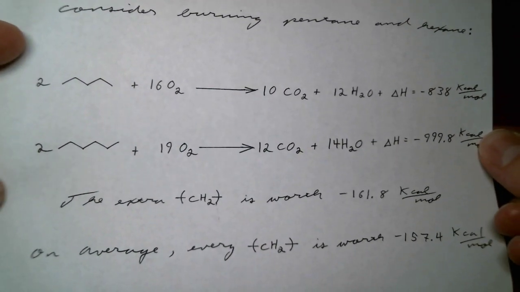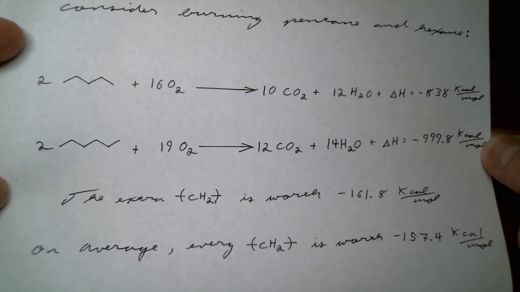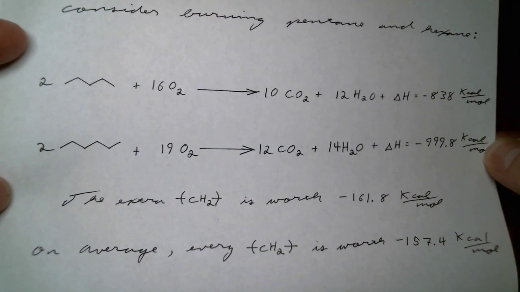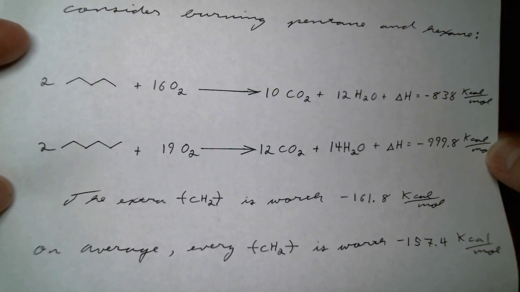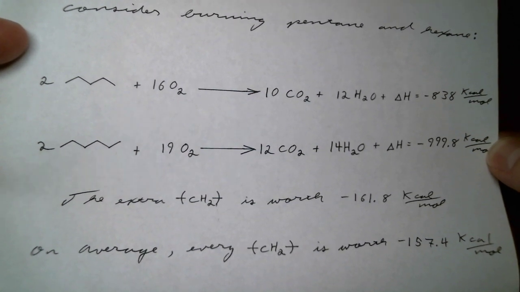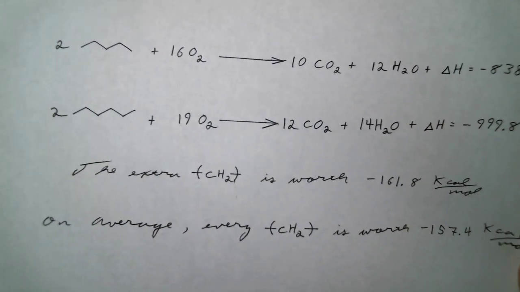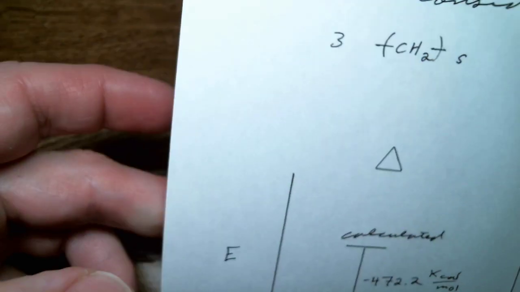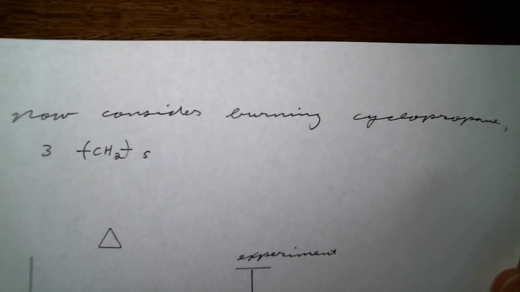On average, so this was just the difference between pentane and hexane, you could imagine an average energy for burning an extra CH2 among many different examples. It actually comes out to about negative 157.4 kcals per mole. All right, well, that's interesting. So what? So let's look at a nice cyclic alkane case. Let's consider burning cyclopropane. Well, there are 3 CH2s.